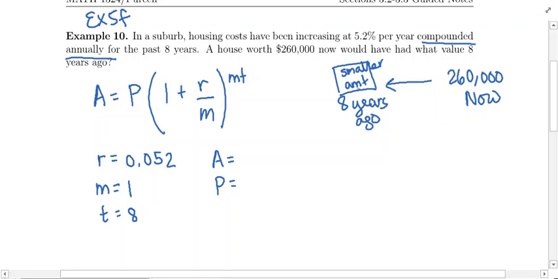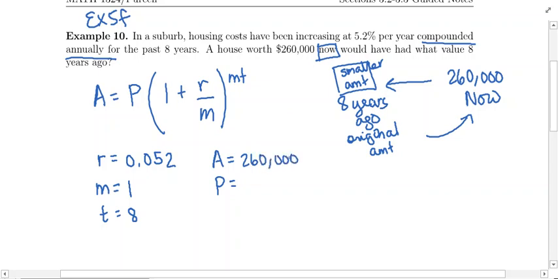So kind of think of this, what we're looking for is the original amount. And now this $260,000, that's what it's grown to be. And it's a little confusing here because the problem uses the word now, which would imply the present, but this $260,000 is pretty much the future value.